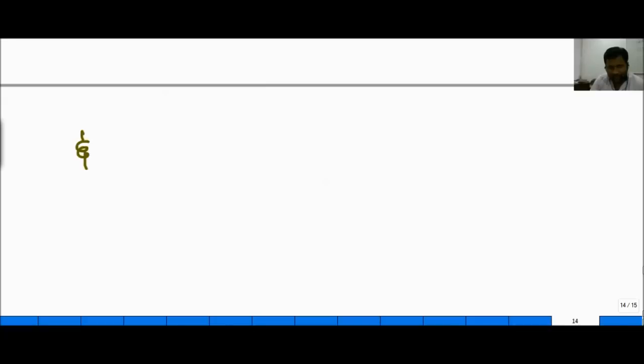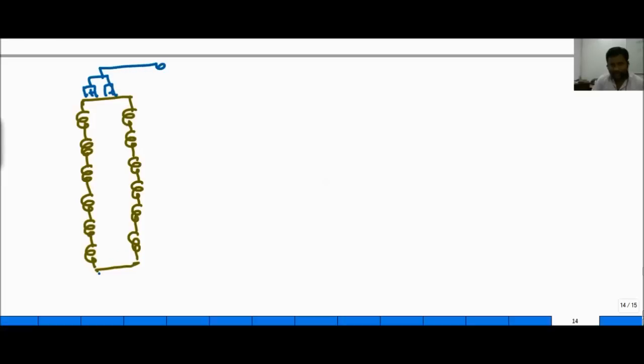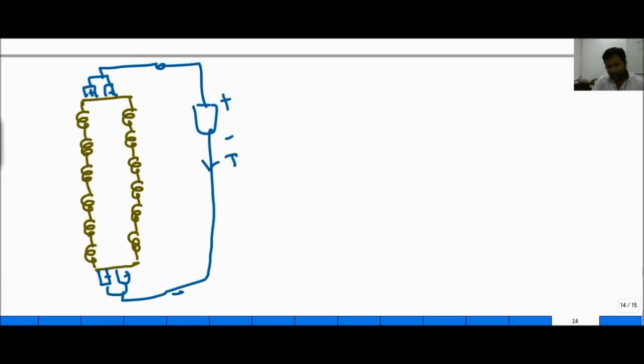This is the coil. Here we can say that the conductors are plus and plus connected to make a plus, and minus to minus are connected, and the load is connected to plus and minus.